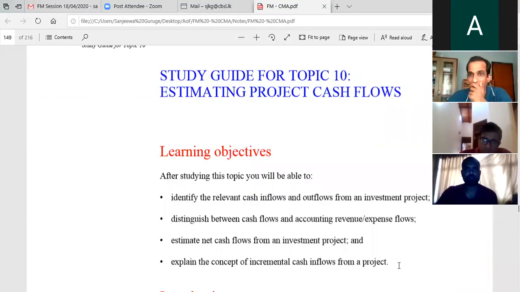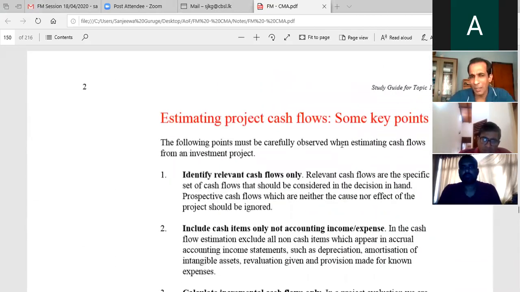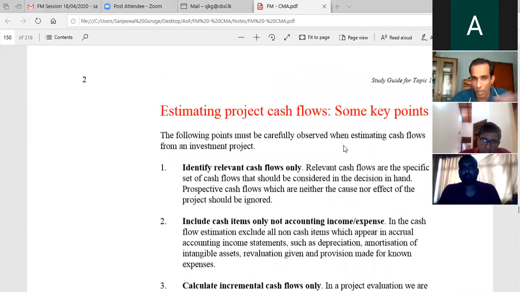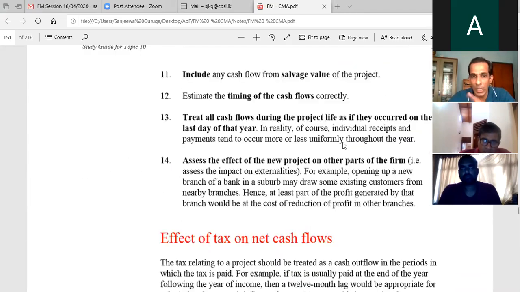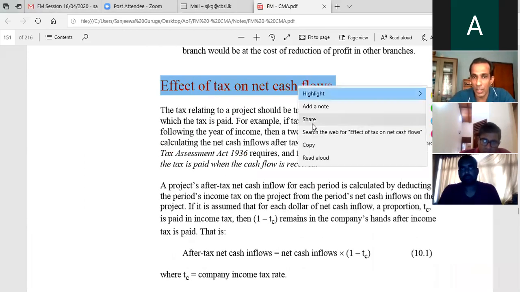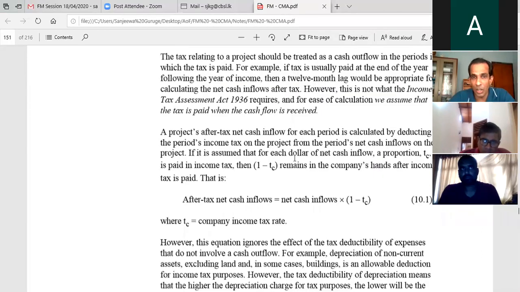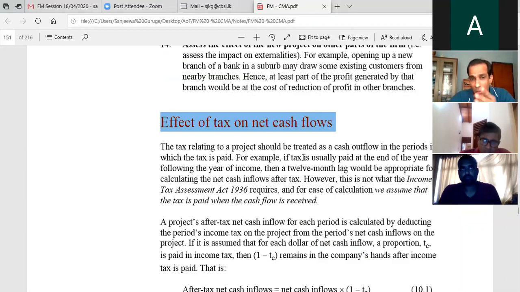In topic number 10, the key points relating to estimating cash flows, these key principles are given here, right? In here, one point is given under number of points. So I summarized it for your easy reference, right? The main points we should discuss: what is the effect of tax on net cash flows, and what is the effect of inflation on net cash flows, right? Those are the two points we need to discuss. After that we will move to the detailed questions, right?